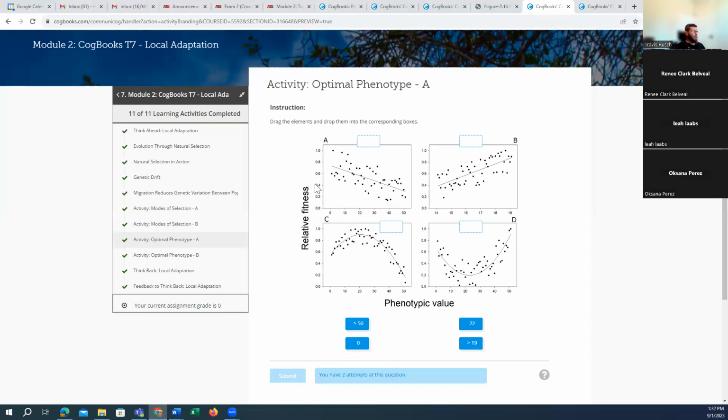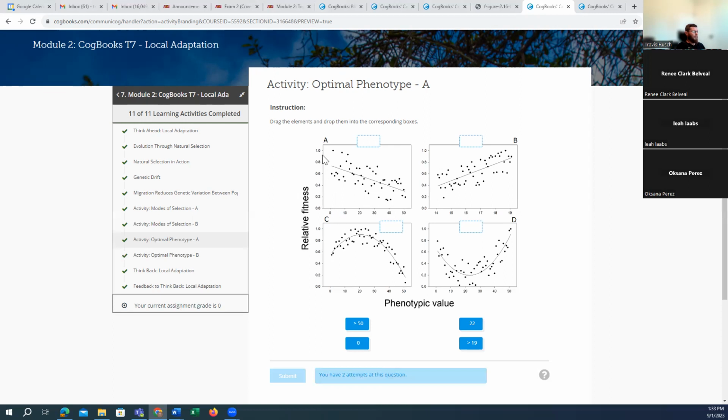But now to answer these questions, it asks us to drag the elements and drop them into the corresponding boxes. What that is asking is what phenotypic value on the x-axis is going to produce the greatest fitness? That's the question that it's posing. So for box A, what phenotypic value has the greatest fitness? So we look at the y-axis and we want to be up here at the highest level of fitness, but we want to correlate that to the x-axis.